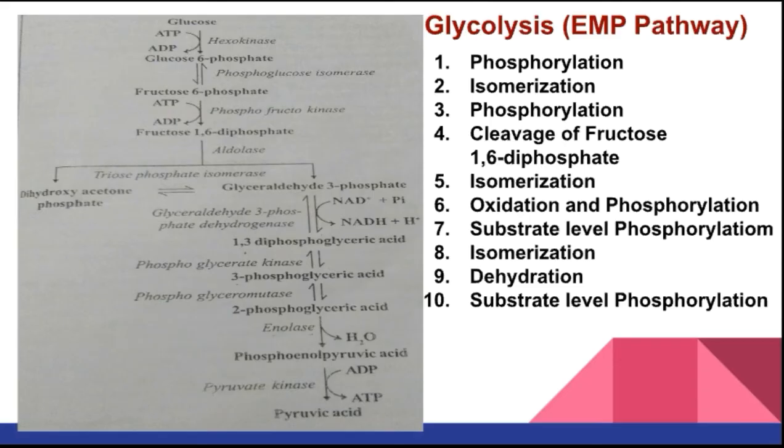After the ninth process, two molecules of pyruvic acid will be formed. So this is called the glycolysis pathway. We will see it step by step, thoroughly.